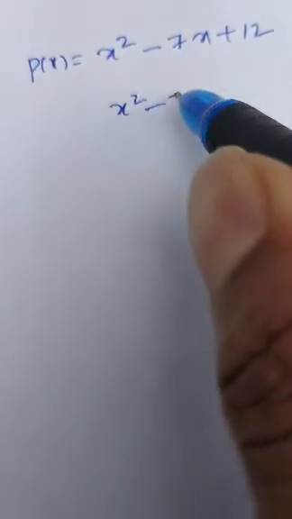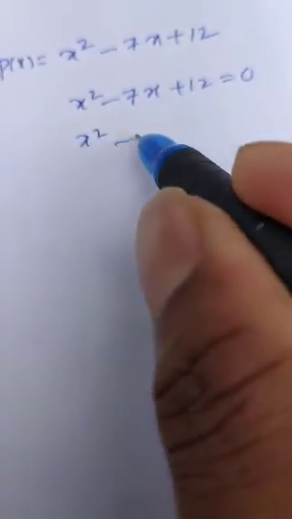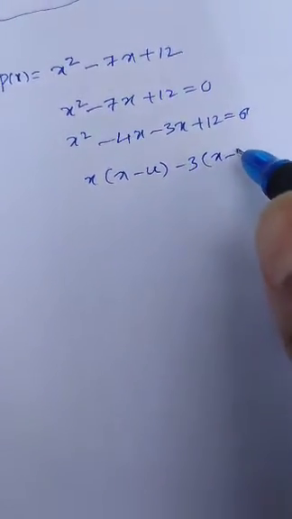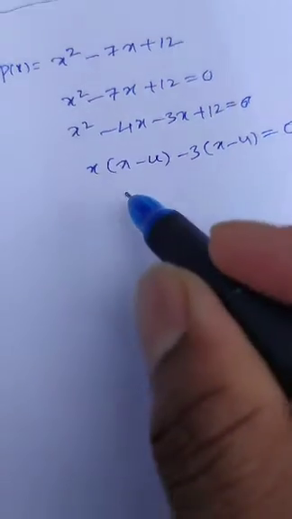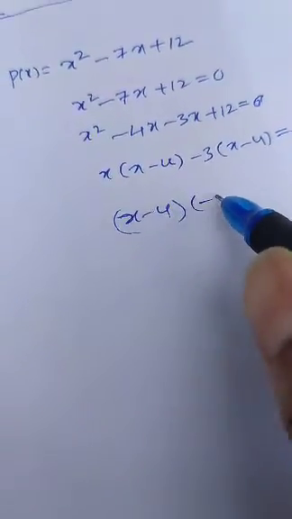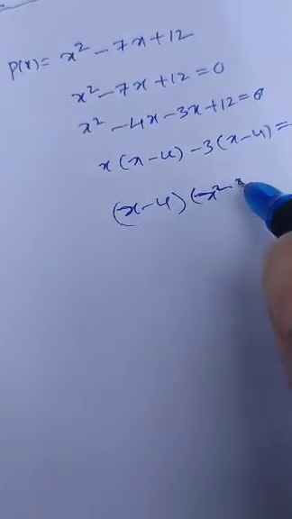First you have to assign the 0 for this polynomial. First you assign the 0: x square minus 7x plus 12 is equal to 0. Then after that split the middle term. How to split? x square minus 4x minus 3x plus 12 is equal to 0. Right? Then by taking the common, x minus 4, by taking minus 3, x minus 4 is equal to 0. So here factors are x minus 4, x minus 3 is equal to 0.